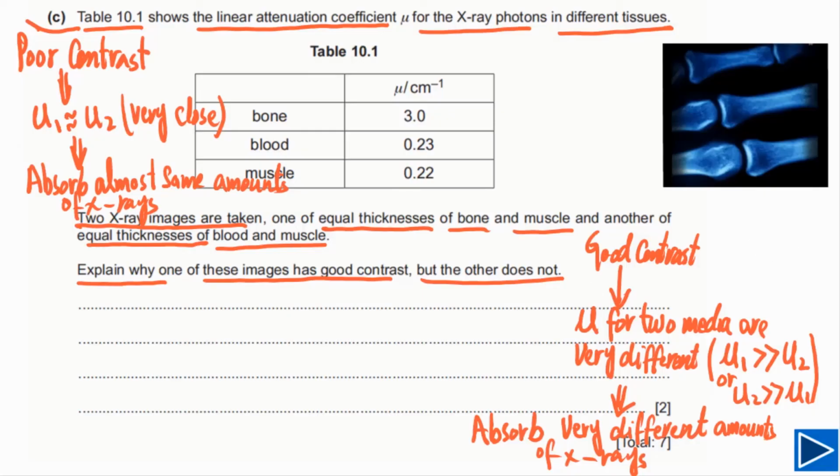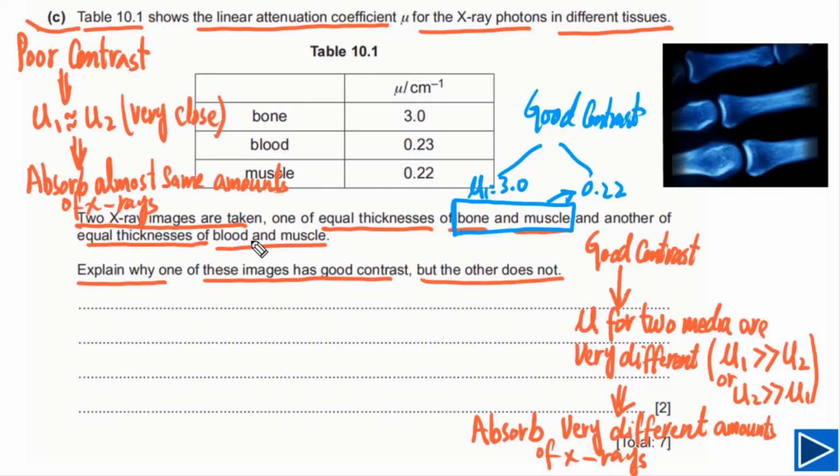Now we have to use this knowledge and answer this question. First of all, look at bone and muscle. For the bone, the value of mu, let's say this is mu1, is given as 3.0. And for the muscle it is 0.22. So we can see there is a big difference between these two. So in this case, we will have good contrast. But if you look at muscle and blood, for the blood we have 0.23 and for the muscle we have 0.22. These two are very close to each other. So in this case we will have poor contrast.